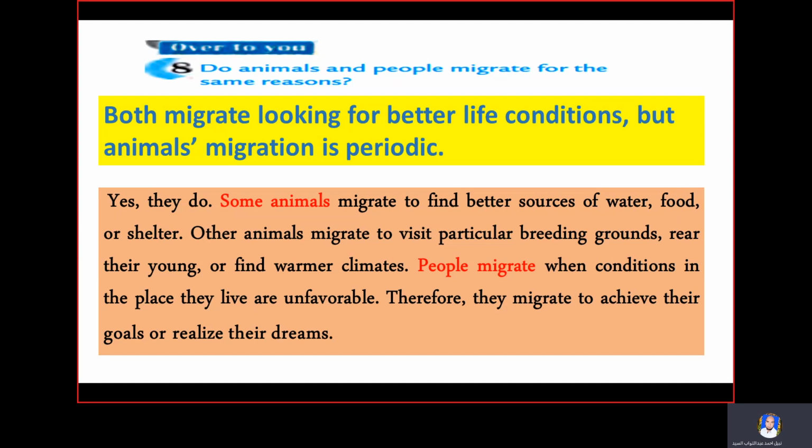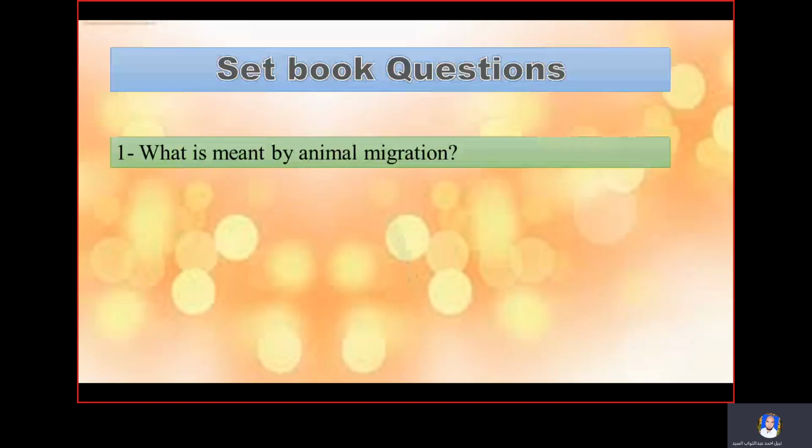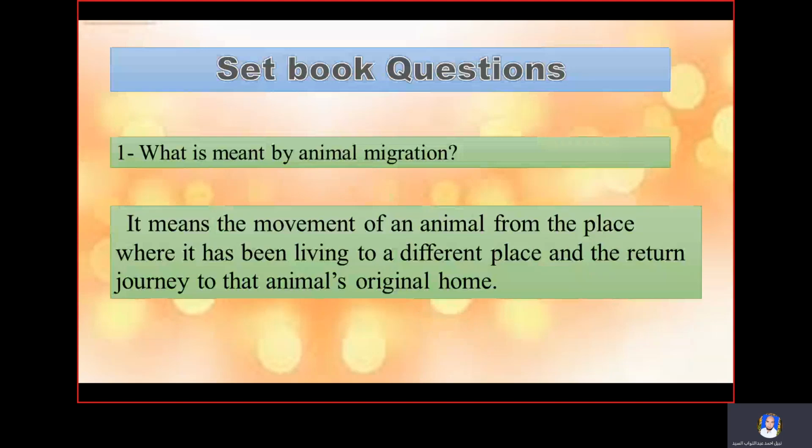Let's summarize the lesson in these questions, simple questions, and we are going to have another exercise for vocabulary. The first question: what is meant by animal migration? It means the movement of an animal from the place where it has been living to a different place and the return journey to that animal's original home or first home.